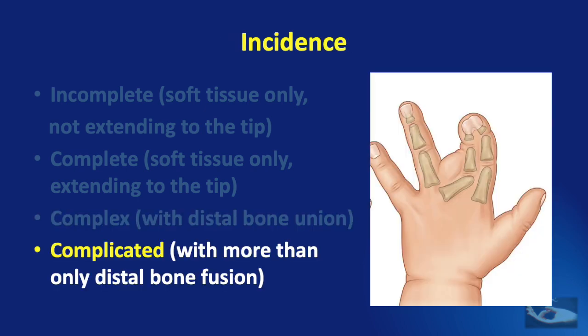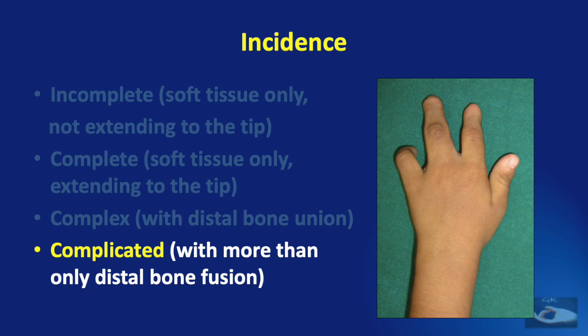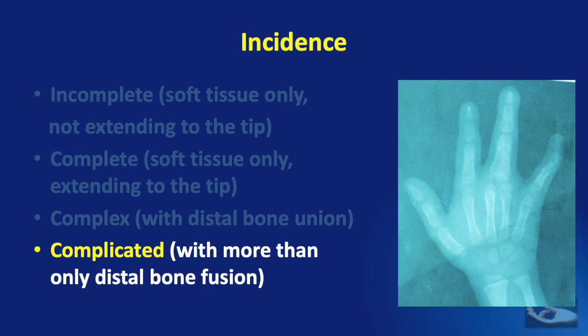Complicated syndactyly refers to fusion of fingers with more than only the distal bones being fused. This means that other bones of the fingers can also be fused, as in this example where there is a syndactyly between the middle and ring fingers, and the fusion of the bones extends along the terminal phalanx, middle phalanx and also part of the proximal phalanges.